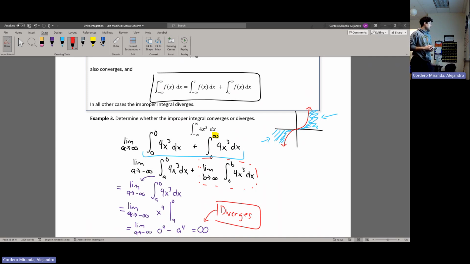But I'm hesitating because... I see it now. I'm hesitating because we got a positive out of here, but according to our graph, it should have been negative. But now I found the problem. It should have been 0 minus that infinity, so this would have been negative infinity. But in either case, I still got an infinite answer, so it still diverges. Okay. Next one.